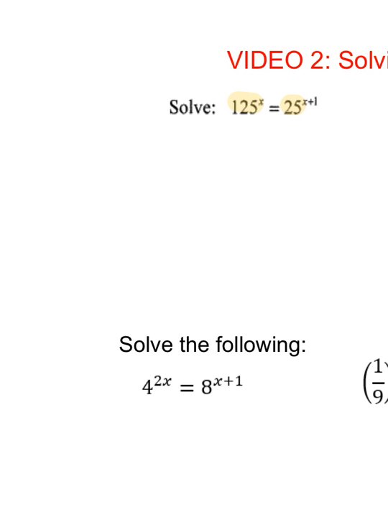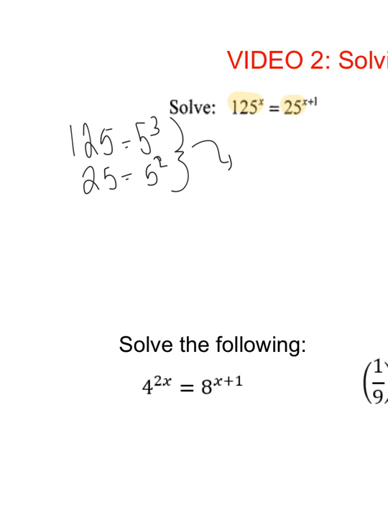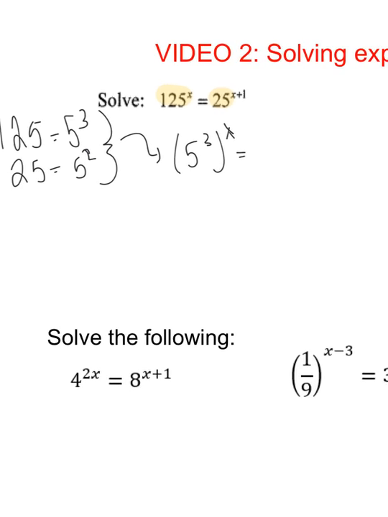125 is actually 5 to the third power, and 25 is 5 to the second power. So what I can do is switch this: instead of 125 to the x, I can write 5 to the third to the x. Instead of 25 to the x plus 1, I can write that as 5 squared to the x plus 1.